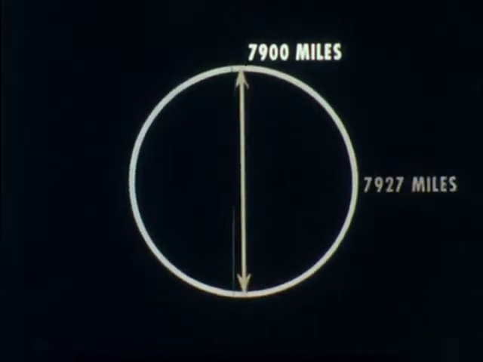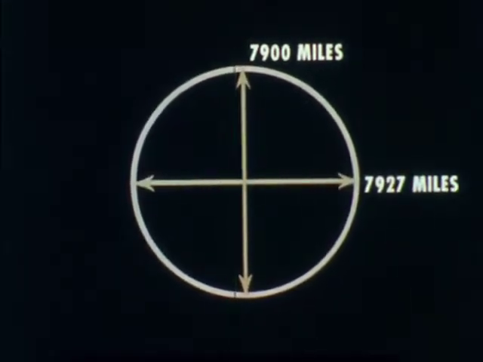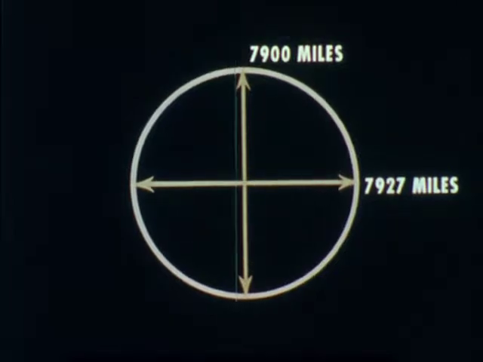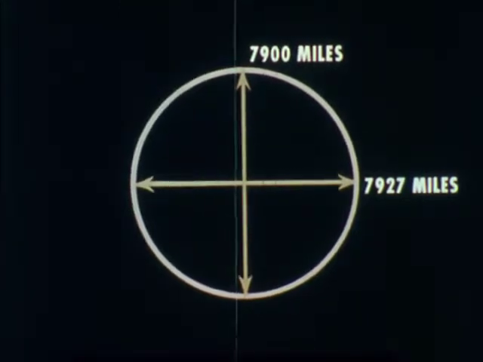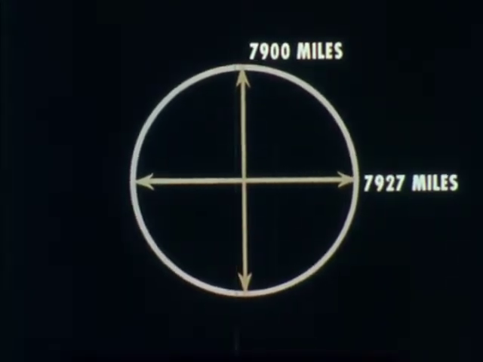The distance through the Earth from pole to pole is 27 miles less than its distance through the middle. This means that the Earth is slightly fatter from side to side than from top to bottom. The shape of the Earth is like a slightly flattened ball. In this drawing, the flattening and bulging is shown much greater than it really is, so we can see it clearly.